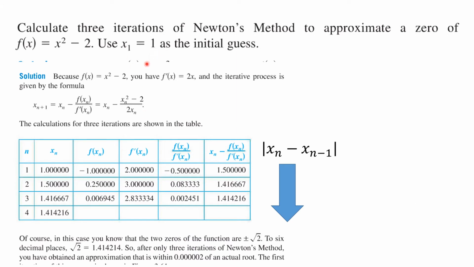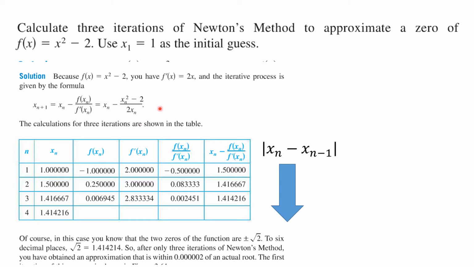So here's what happens. First of all, we have to find the recursion formula. So f of x is x squared minus 2. So f of xn is going to be xn squared minus 2. And f prime of x is 2x. So f prime evaluated at xn is going to be 2xn. And so the n plus first step is going to be the previous value minus this, and you can simplify that to be this expression.